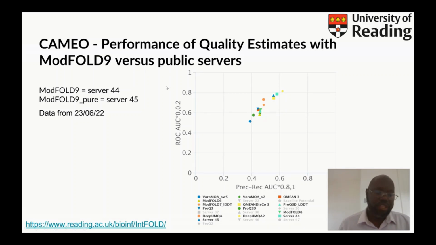This plot shows the performance of ModelFOLD version 9 compared to other leading public servers for model quality estimates according to the CAMEO benchmarks. There are two variants, ModelFOLD 9 and ModelFOLD 9 Pure, both of which are outperforming the majority of the other web servers. The ModelFOLD 9 quality estimates are integrated with IntFOLD version 7.